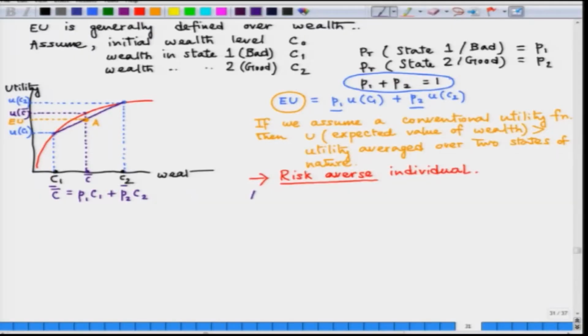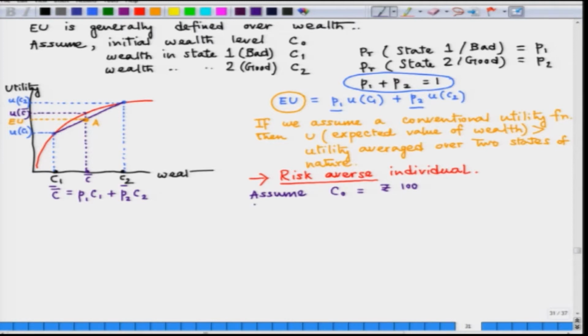So, we have seen how expected utility is to be computed and what we mean by a risk averse individual. Now, let us look at a numerical example to illustrate these concepts. So, let us assume that there is a consumer who starts with rupees 100, and that is the initial wealth or consumption level.